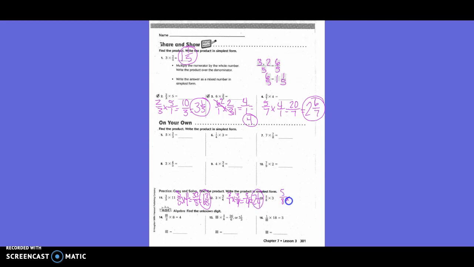How am I going to set up the next one? 5/8 times 3 over 1. Can I simplify? No. 5 times 3 is 15 over 8, which equals 1 and 7/8.